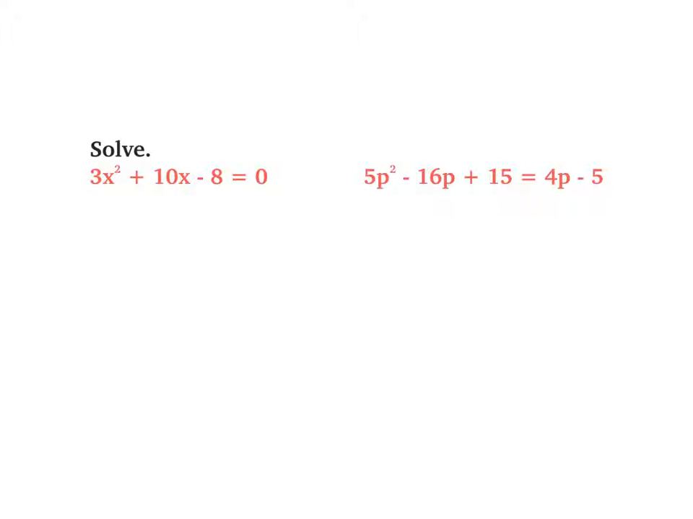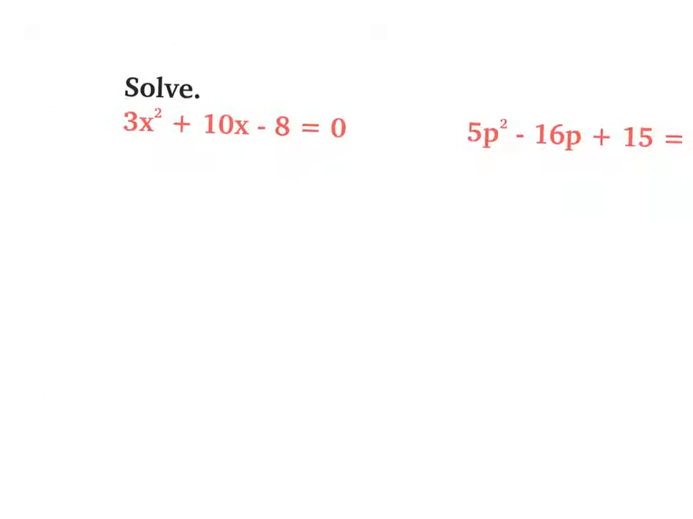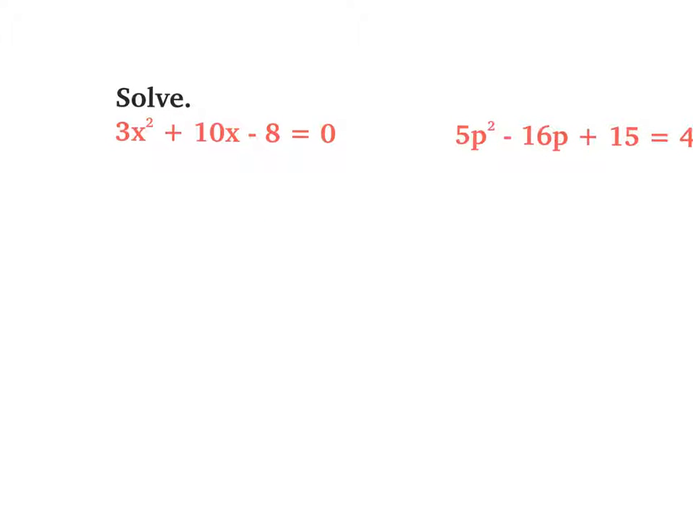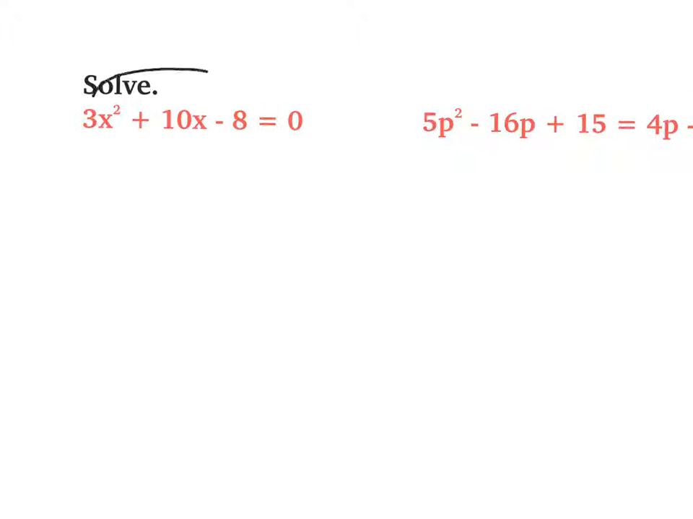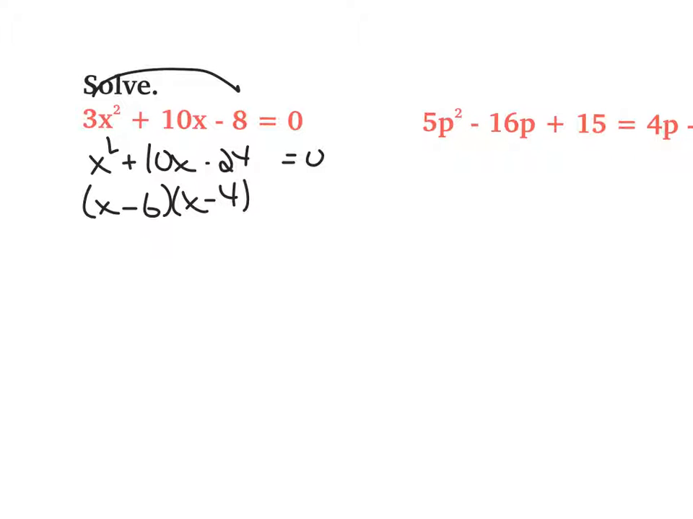All right, last slide here. We're going to use these to solve equations. So what I'm going to do on this one is I'm going to slide, divide, slide on this side over here. So I'm going to take the 3, multiply it by the 8, which would be 24. Don't forget it equals 0. Factor it like it is, x minus 6, x minus 4, just like we did yesterday.